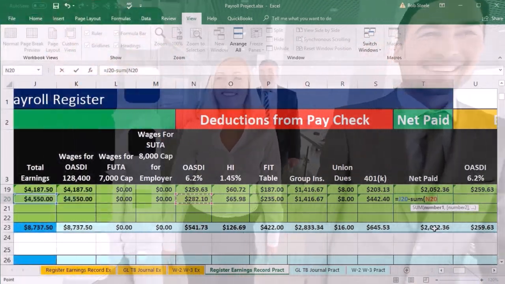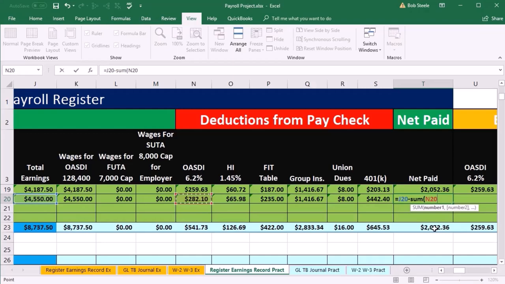This is deductions for Social Security. Holding down shift now. Right, right, right, right, right, all the way to the 401k. And then shift 0. Close that up. So there's our formula with just the keyboard.